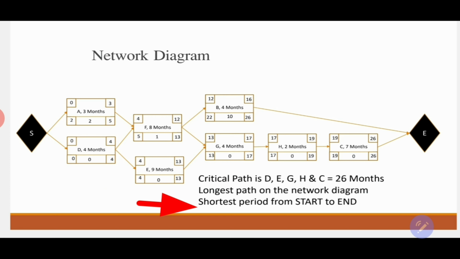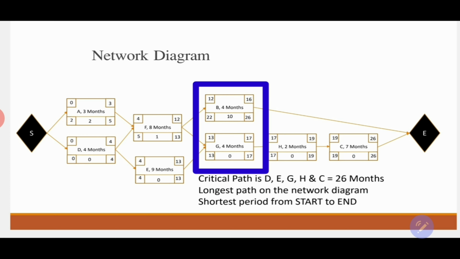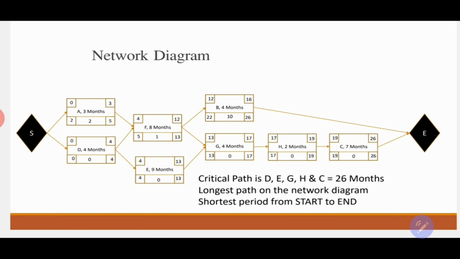I cannot finish it in less than 26. I'm talking about all the activities. If you think that, for example, 16 is a critical path for you, if you compare 16, B and G, you will see that G is not yet completed because it requires 17 months to be finished. So it is going to be the shortest period for my project to be completed, all the activities from start to end, and it is the longest path on the network diagram.